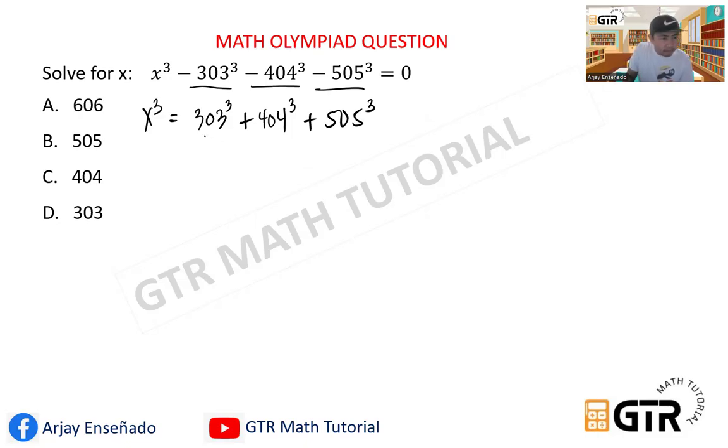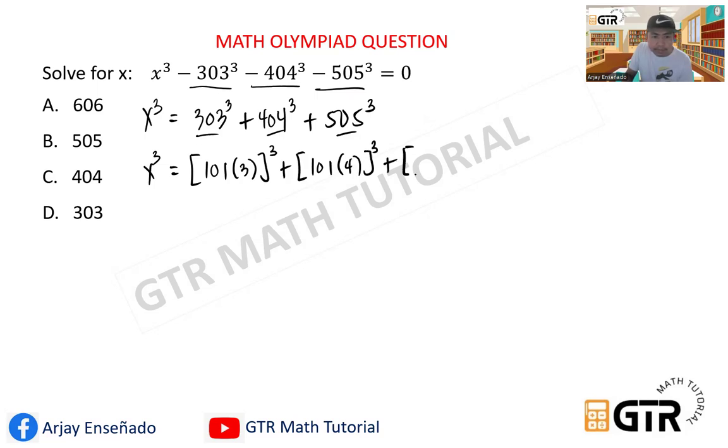Then we have a common factor: 303, 404, and 505 are all divisible by 101. So we can write 303 as 101 times 3, cubed, plus 404, that is 101 times 4, cubed, plus 505, that is 101 times 5, cubed. Distribute the cube.